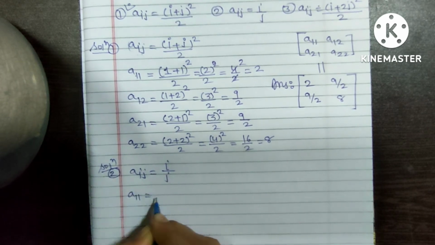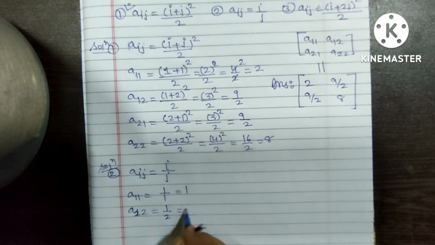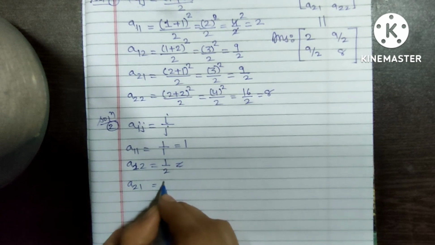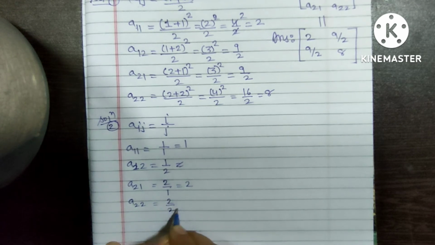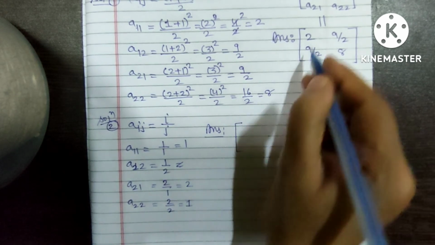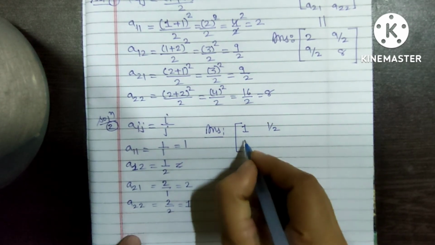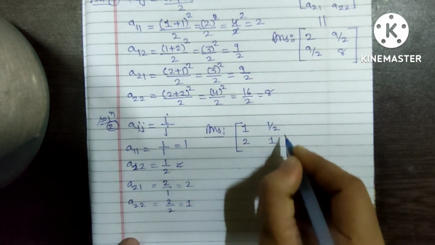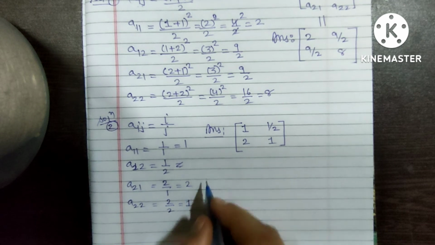So what is our A11? A11 will be 1 by 1, so 1. A12 will be 1 by 2, so it will be 1 by 2. A21 will be 2 by 1, so it will be 2. A22 will be 2 by 2, so it will be 1. So now place the values. What is the answer? What is A11? So 1. What is A12? 1 by 2. What is A21? 2. And what is A22? Again 1. ओके, नेक्स्ट एग्जाम्पल है हमारा, नेक्स्ट सॉल्यूशन हम करेंगे यहाँ पर.